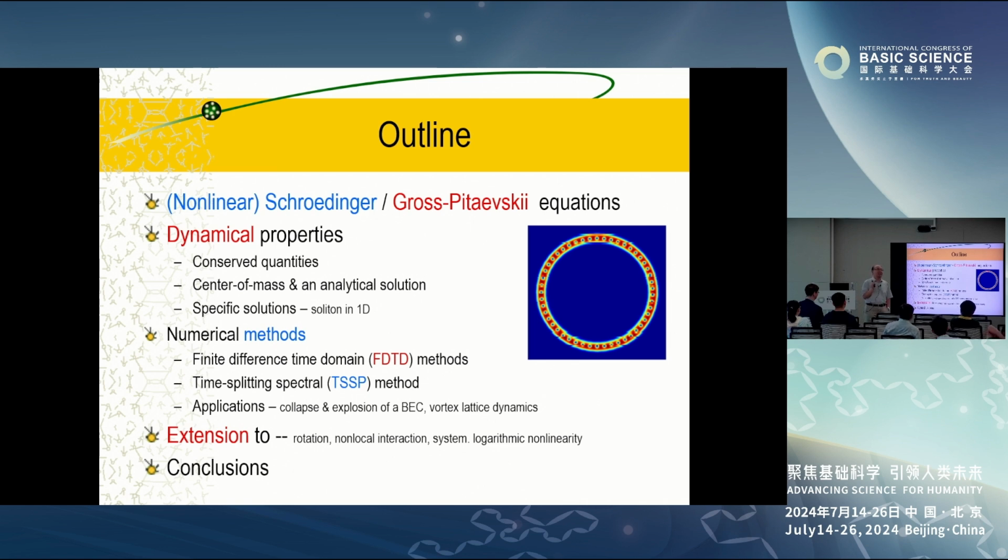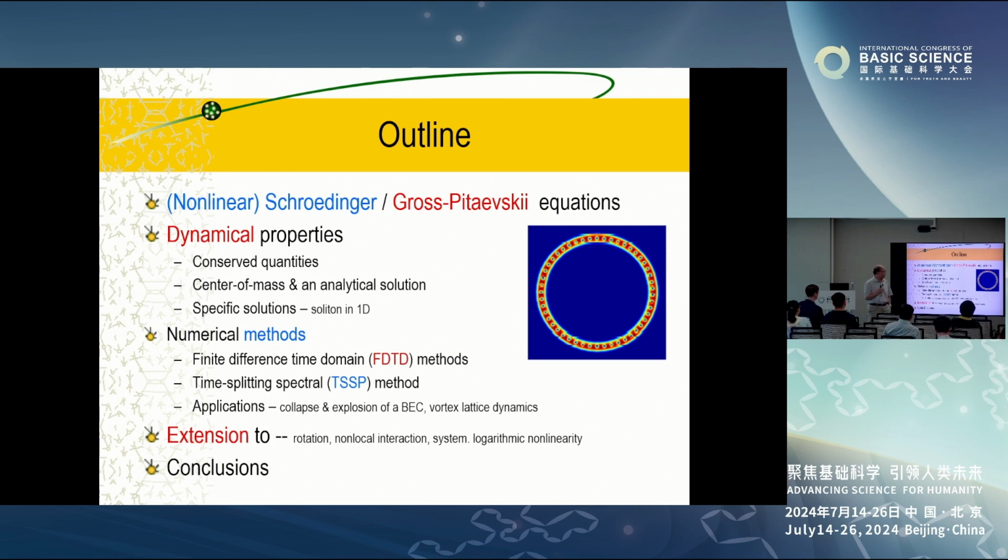There are also different conserved quantities. Both have the so-called structure-preserving property. Each of them preserves part of the conservation laws of the original Schrödinger or nonlinear Schrödinger equation. You will see later.